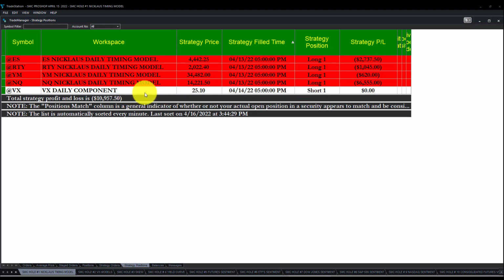What is the VIX daily component? The VIX is built into the model here, and we also have a separate algo running separately on the VIX. The VIX, particularly this VIX as it relates to the S&P, is very much the inverse. If the VIX is short, most of the time the market is long, the S&P.